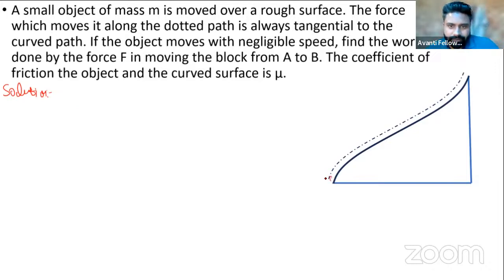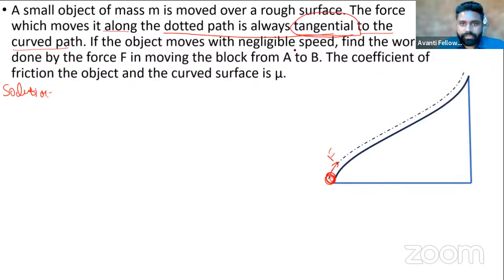Now this is a road. This is a small object. And there is a force F acting on it. Now a small object of mass m is moved over a rough surface. The force which moves it along the dotted path is always tangential to the curved path. You will see this is the curved path.